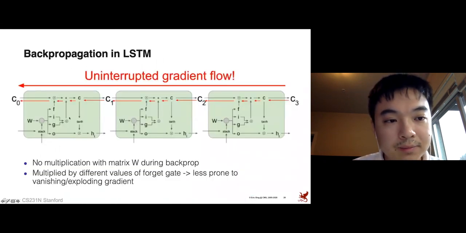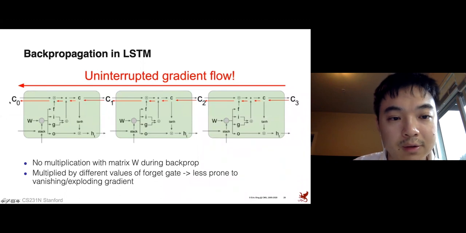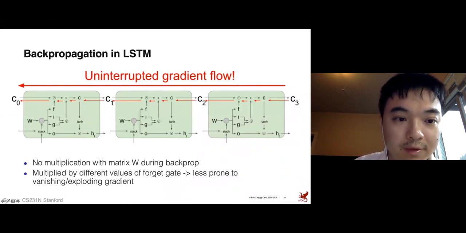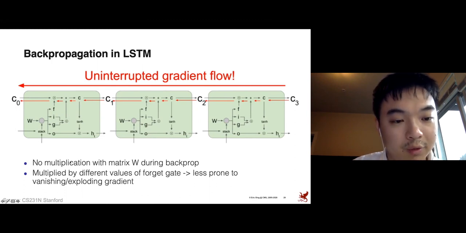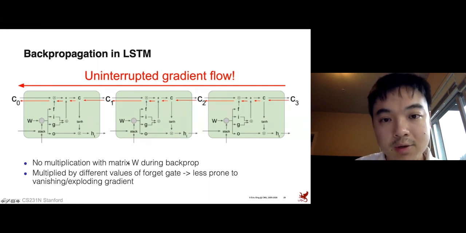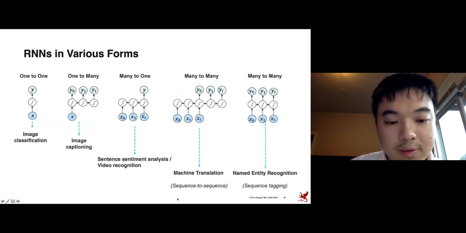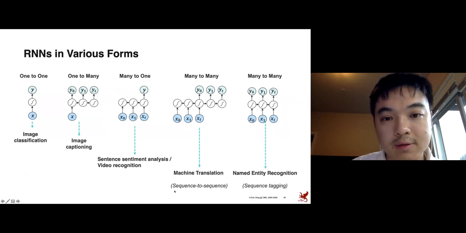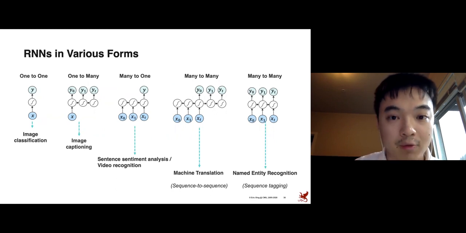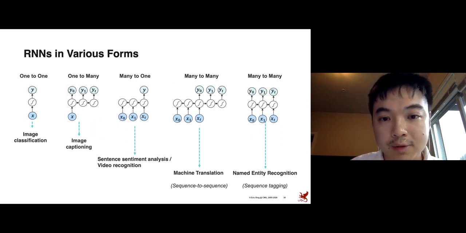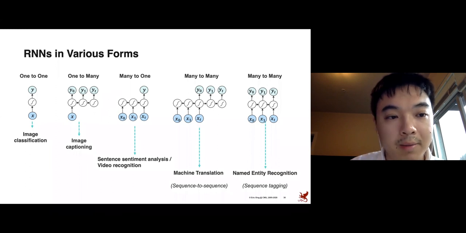So with this architecture, we can see that this LSTM basically builds a pathway to backpropagate the gradient, say from the last step to the first step. We have a so-called uninterrupted gradient flow. Within this path, you don't really involve multiplications with the matrix W during backpropagation. So this essentially alleviates the problem of vanishing or exploding gradients. Okay, so we have seen these recurrent networks and the LSTM as a particular case of recurrent networks. LSTM is widely used in language modeling for modeling long sequences. So next, let's see more applications of recurrent networks.